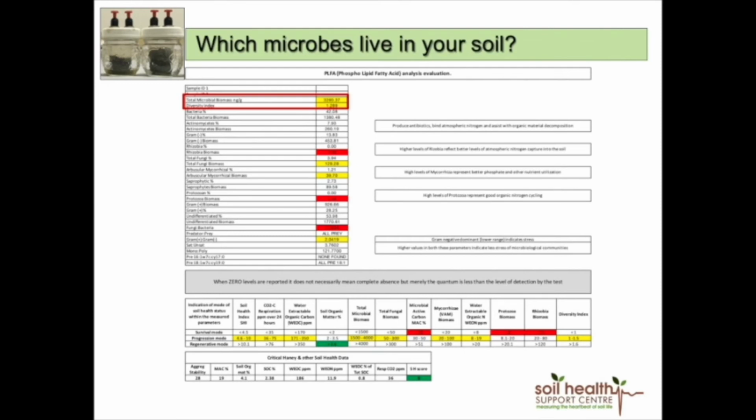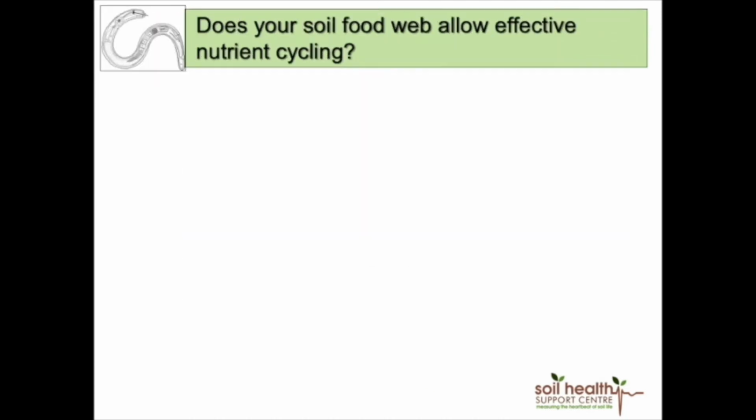right direction. You'll be able to see your nitrogen fixing bacteria when legumes were planted. You'll be able to get an idea of the presence of mycorrhizal fungi, so you know that your crop has microbial support in taking up phosphates. The fungal to bacterial ratio is related to physical soil disturbance, and your predator-prey ratio will indicate the possibility of nutrient cycling through the trophic levels. And this brings us to our next question. Does the soil food web allow effective nutrient cycling?